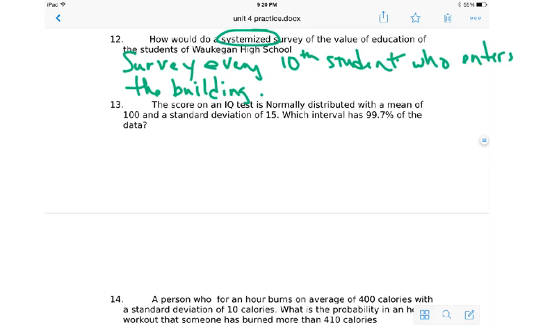What's another way you could do this? You could put all the ID numbers in a random number generator and then generate out student IDs and just survey those people. That's going to give you a nice random sampling of everyone in the building. Number 13. The score on an IQ test is normally distributed with a mean of 100 and a standard deviation of 15. Which interval has 99.7% of the data? In order to determine that, we're going to draw the picture.